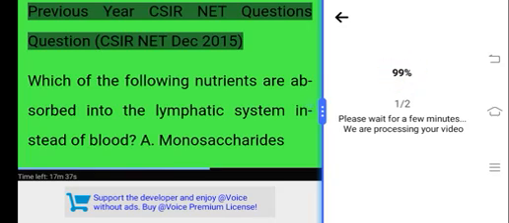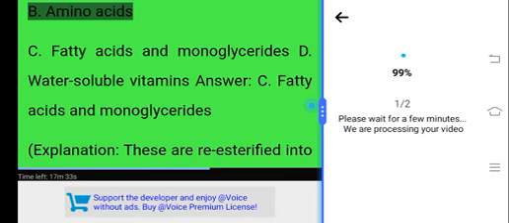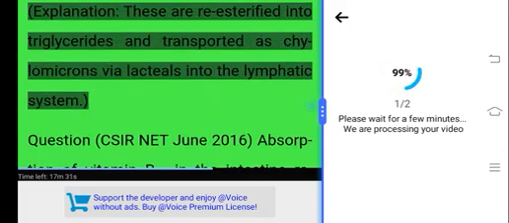Previous year CSIR NET questions. Question, CSIR NET December 2015. Which of the following nutrients are absorbed into the lymphatic system instead of blood? A. Monosaccharides. B. Amino acids. C. Fatty acids and monoglycerides. D. Water-soluble vitamins. Answer: C, fatty acids and monoglycerides. Explanation: these are re-esterified into triglycerides and transported as chylomicrons via lacteals into the lymphatic system.